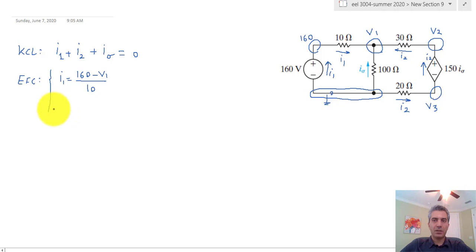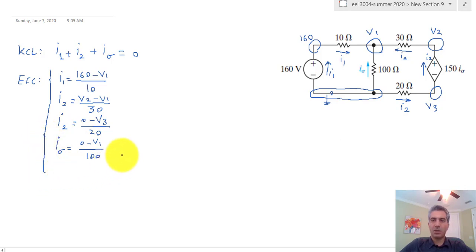For the 30 ohm, I2 is equal to V2 minus V1 divided by 30. For the 20 ohm, I have I2 equal to 0 minus V3 divided by 20. And finally for the 100 ohm, I have I sigma equal to 0 minus V1 divided by 100. That takes care of all the resistors, and the only component left is the dependent voltage source. So the potential of the positive terminal, V2, minus the potential of the negative terminal, V3, is equal to 150 I sigma.